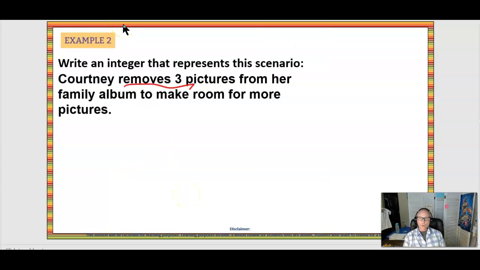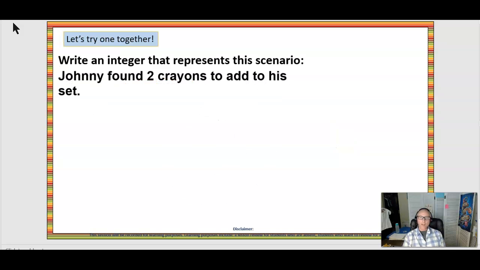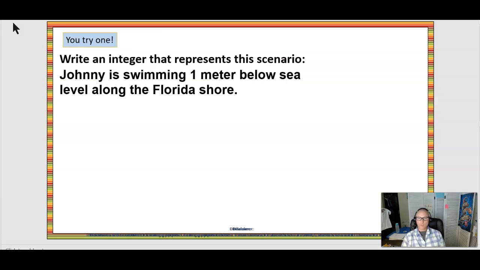Removing. If you're removing pictures, you got some pictures here, and you remove them. You're subtracting, you're taking away. That's going to be a negative 3. We just removed 3 of them. You found crayons to add. Plus 2. This is almost so easy. I don't know why we're doing it.